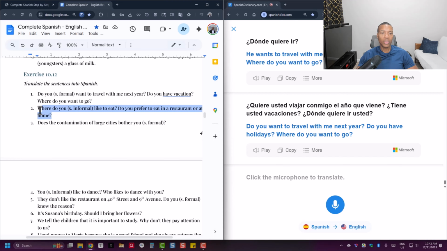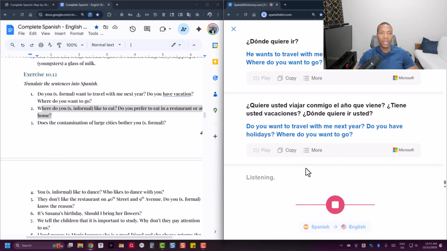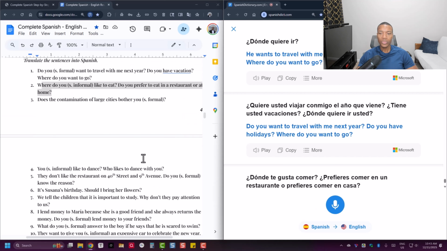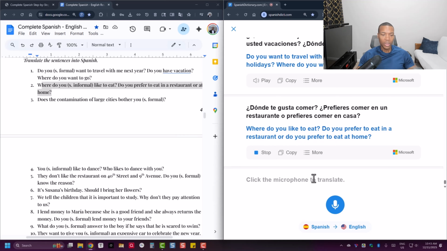Where do you like to eat? Do you prefer to eat in a restaurant or at home? ¿Dónde te gusta comer? ¿Prefieres comer en un restaurante o prefieres comer en casa? Where do you like to eat? Do you prefer to eat in a restaurant or do you prefer to eat at home?